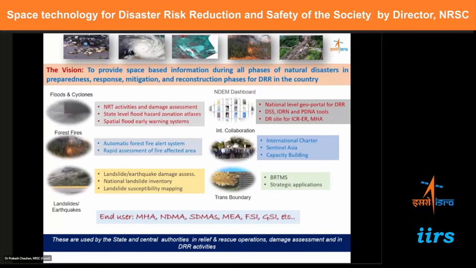Then NRSC, along with other partner institutions, have created what we call a national landslide inventory. It is basically an inventory of all landslides which have happened in the past. So we know which are the most susceptible regions; landslide susceptible regions have been mapped in the country at the district level itself. Then all this information needs to be disseminated through web-based systems like portals or maybe geo portals or apps, etc.